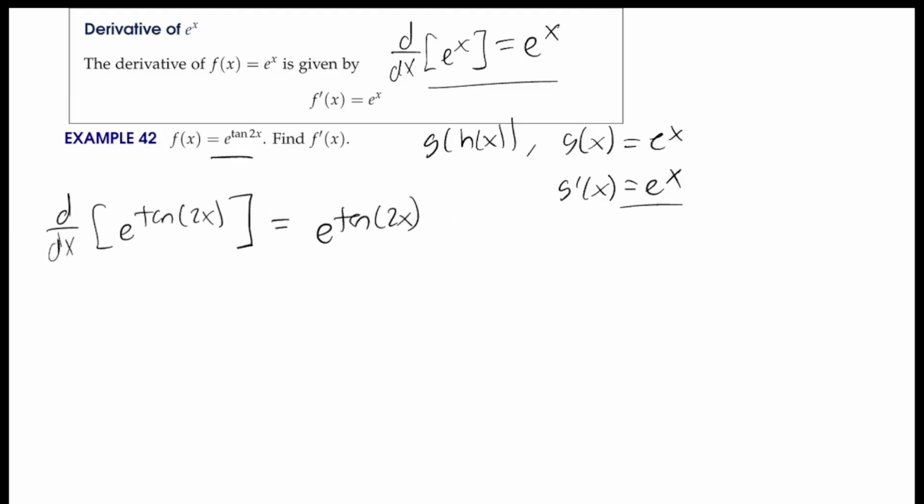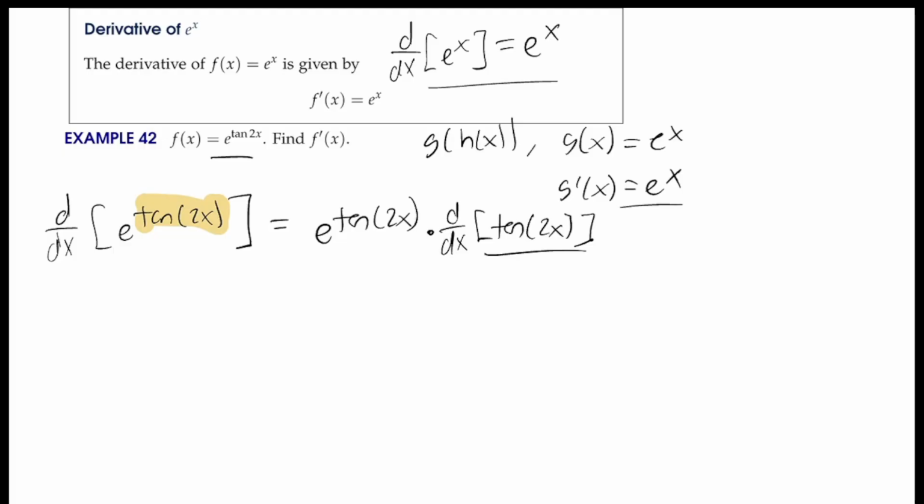I must handle the inside layer. So I'm going to multiply that by the derivative of the inside. What is the inside in this problem? Well, the next layer down is tan of 2x, so I'm going to put tan of 2x here. Now, when I do tan of 2x, that's another chain rule, okay?